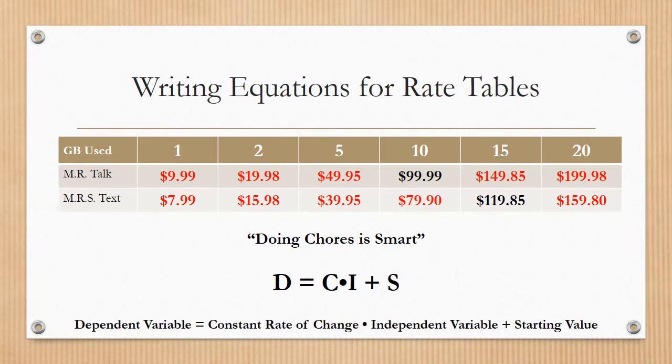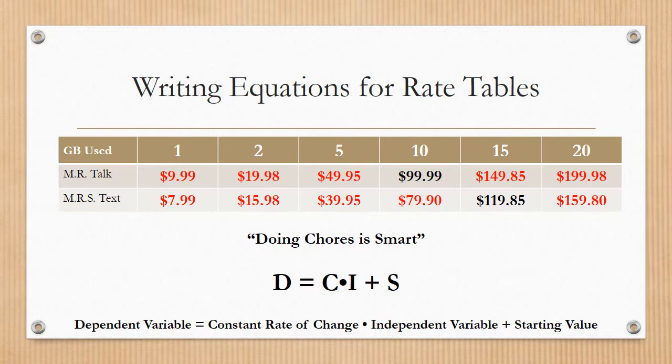We now need to go ahead and use this information, and one of the ways that we're going to be using this information is to write equations to represent our rate tables. So here's the rate table that we just completed. And for right now, we're going to use a little saying to help us write equations. And that saying is "doing chores is smart." And each of the 4 words there stands for a different part of the equation. So we call this an acronym or a mnemonic device.